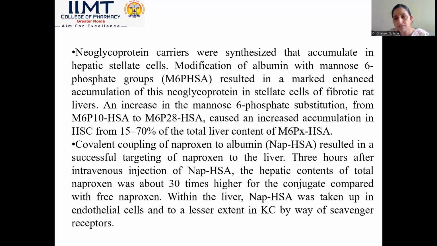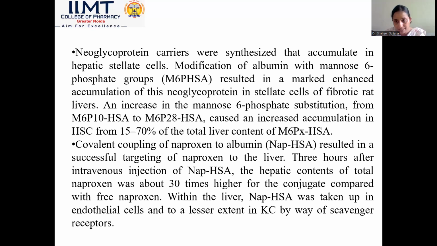What are stellate cells? Hepatic stellate cells are the cells that are expressed in a fibrotic liver. Where there is liver fibrosis, this type of cell will be expressed. Now they have found that increased accumulation of a drug has been found when the phosphate group has been shifted from the 10th position to the 28th position. So increased accumulation is there, and therefore increased drug accumulation, increased targeting efficiency.